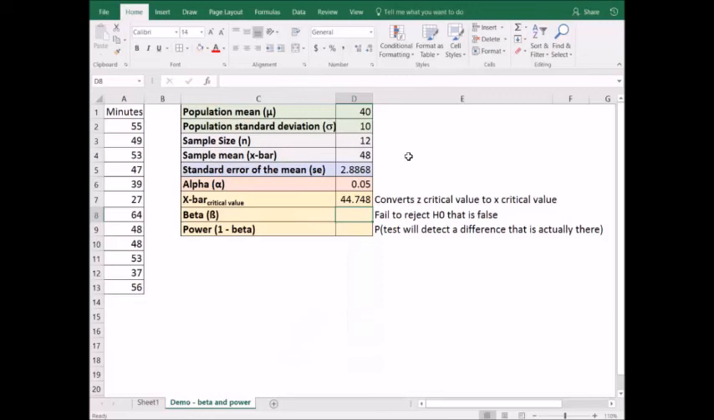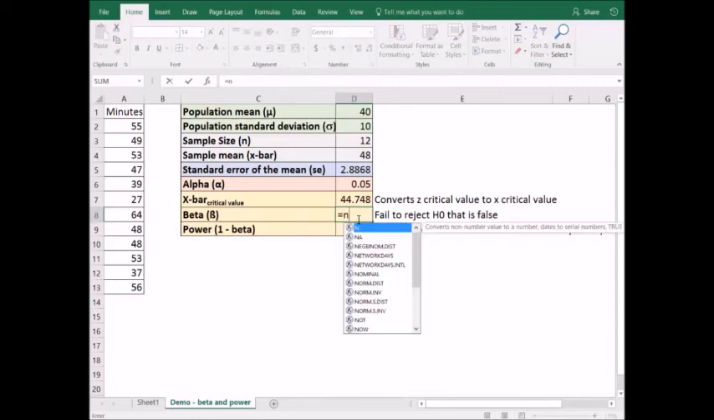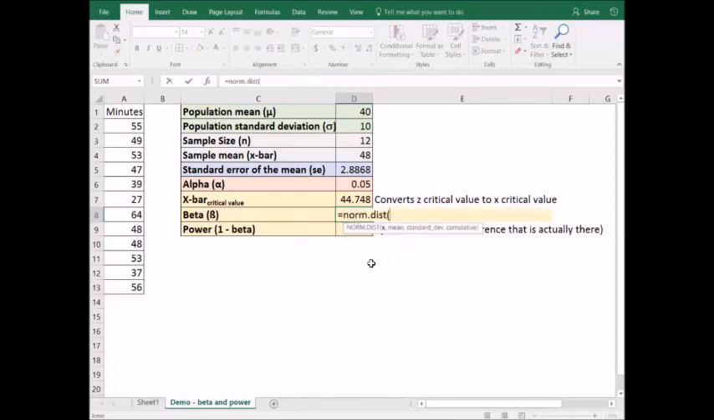Now that we have the critical value in minutes, we can compute beta. Beta is the probability that we will fail to reject the null hypothesis even though it is false. Consult your statistics textbook for an in-depth discussion of beta. To calculate beta, we use equals norm.dist. The x value is the x critical value that we have just calculated. Our mean is the sample mean. Then we use the standard error as our standard deviation. Select cumulative because we want the cumulative distribution function.